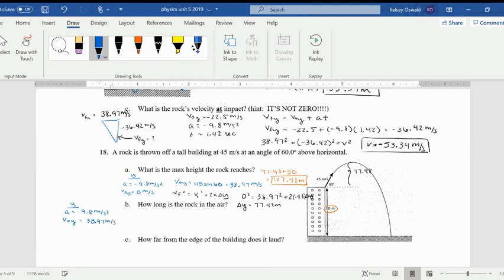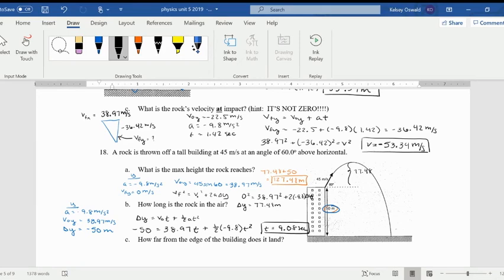Another piece of information we do know here is our displacement, because we know our rock is going to end 50 meters below where it started. So our delta y then is going to be negative 50. As always, you can use our delta y equation to solve for what that time is going to be. And again, we're going to have to use the quadratic formula. We have negative 50 is equal to 38.97 t plus 1/2 acceleration times t squared. And we'll find that the rock is in the air for a total of 9.08 seconds.